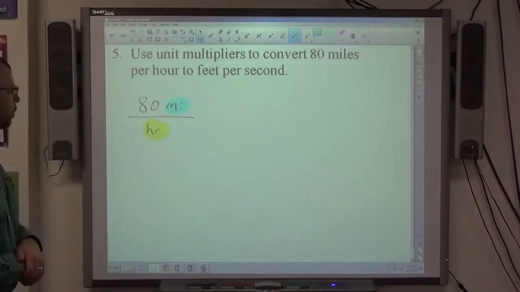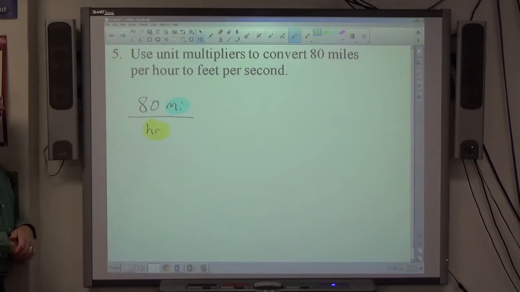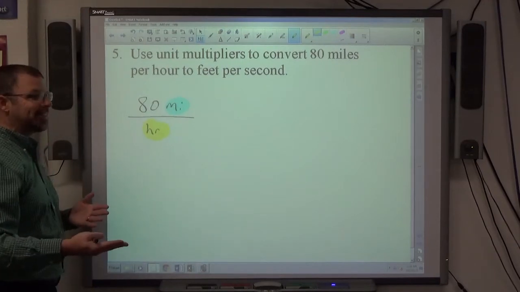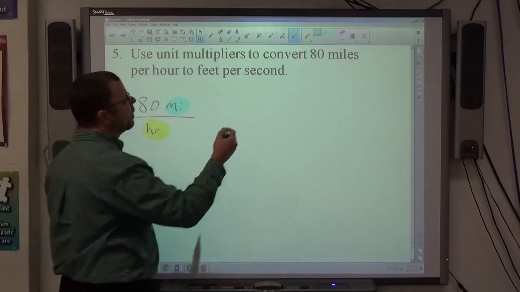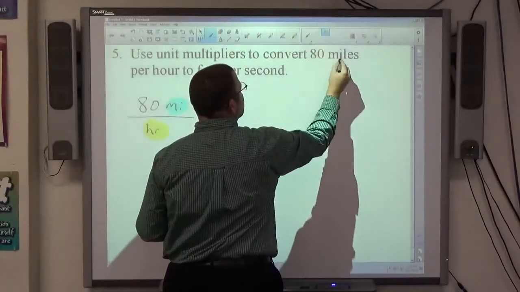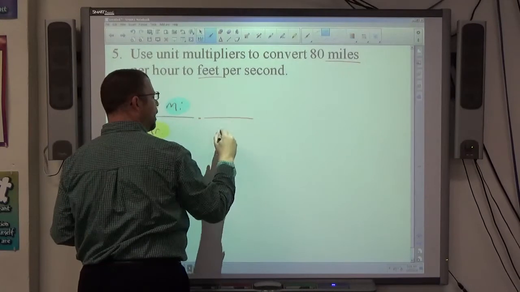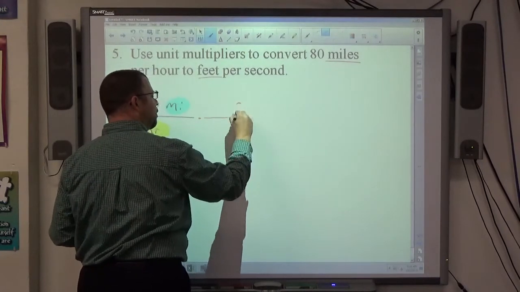And the blue highlighted conversion has no bearing on the yellow and vice versa. So I can change miles into feet first, hours into seconds second, or vice versa. It doesn't matter. But just know that that's where we need to go. So I'm going from miles to feet. We'll do that first. I know that miles is going to go in the denominator, feet in the numerator.